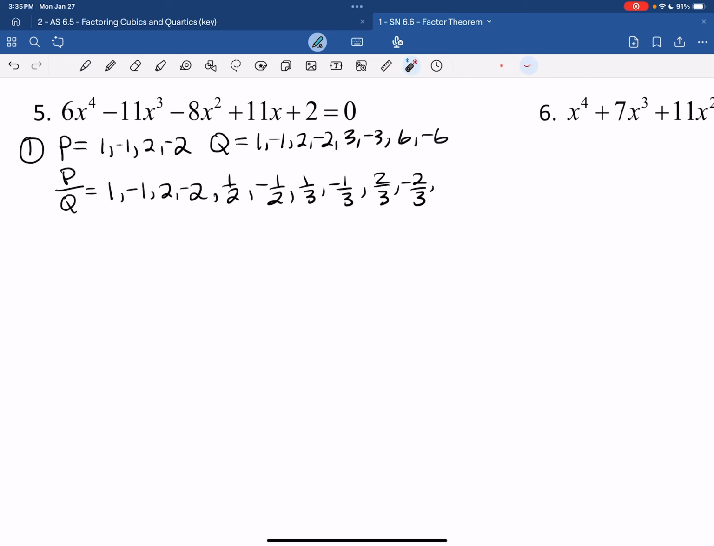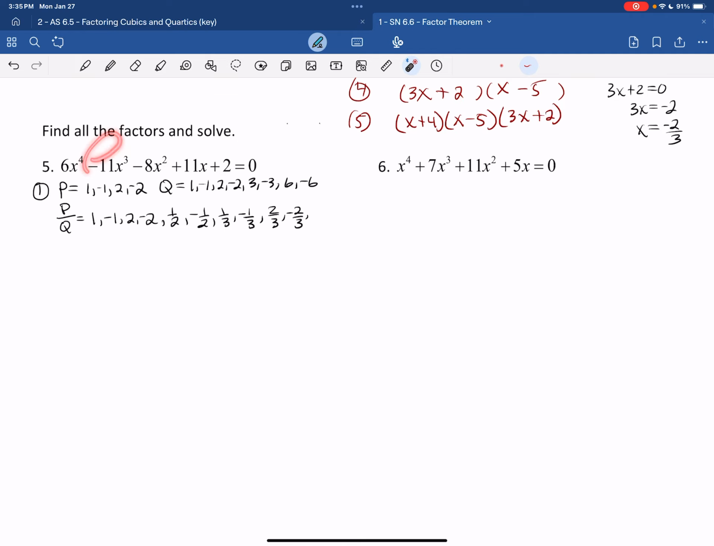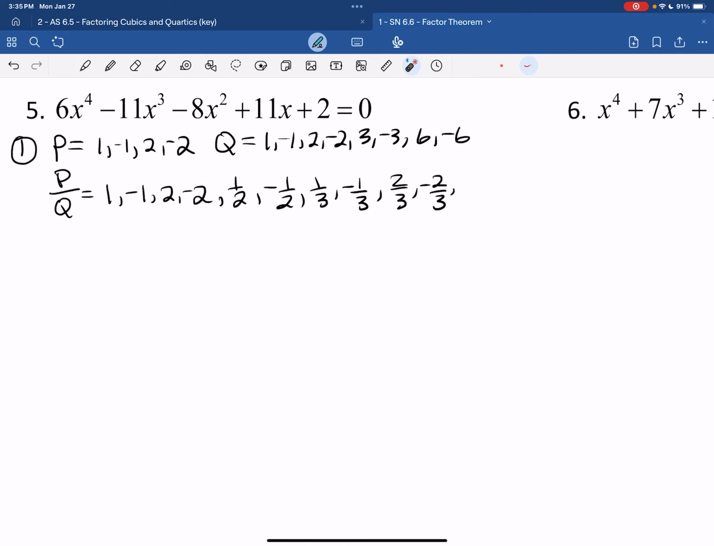All right, and then I have to divide by 6. 1 divided by 6 is 1/6, and -1 divided by 6 is -1/6. 2 divided by 6 is 1/3, but I already have it. And -2 divided by 6 is -1/3, and I've already got that. All right, so there's all my rational possibilities. Okay, we're off to step 2.